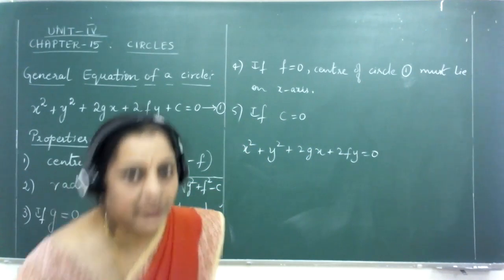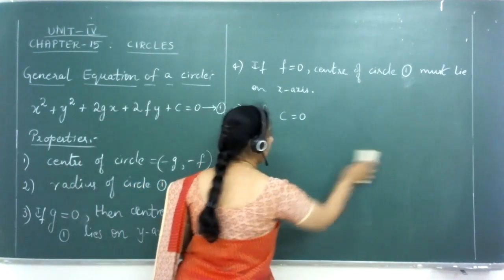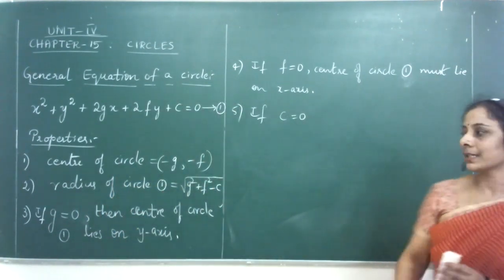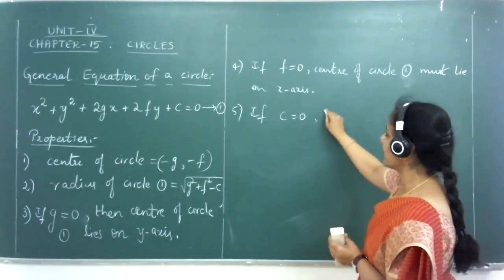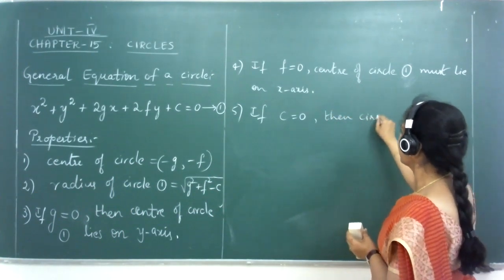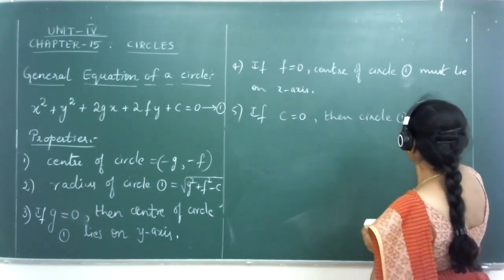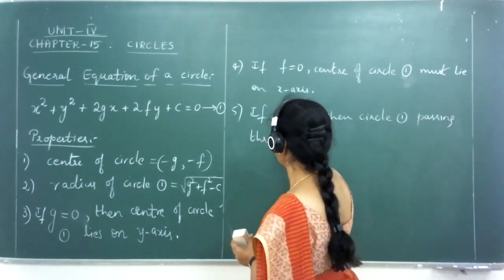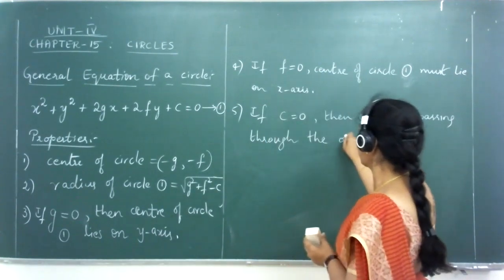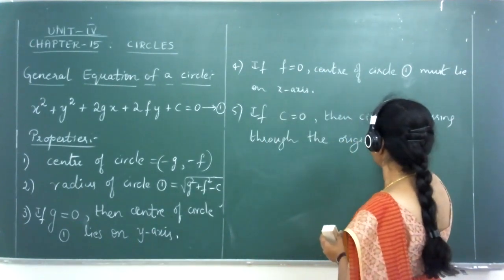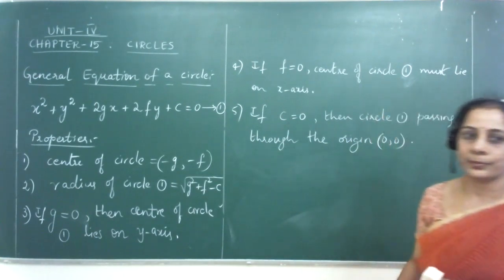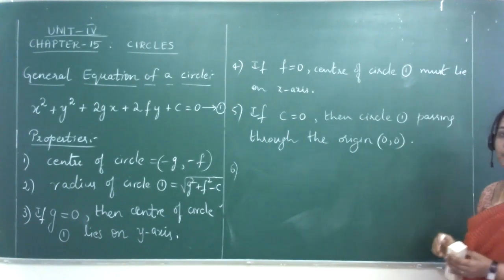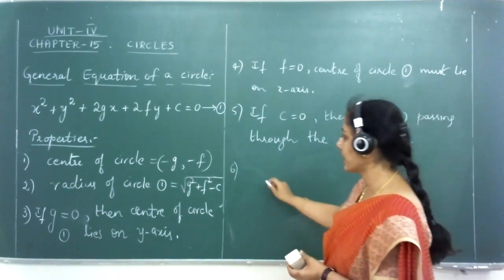And such an equation will always represent a circle which passes through the origin. In the sense, the origin will be lying on such a circle. So if c is equal to 0, then we have circle 1 passing through the origin. This is an important condition for us, passing through the origin. As we all understand by now, the coordinates of the origin are 0, 0. The sixth point will be important for us in solving a few problems related to this general equation of the circle.